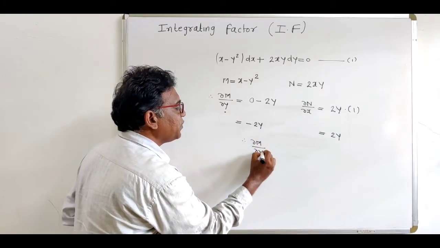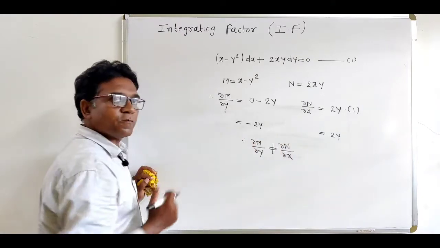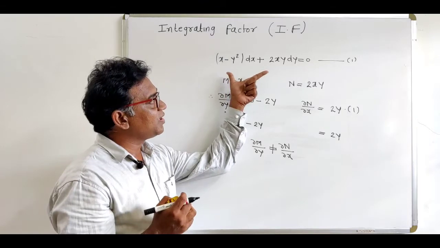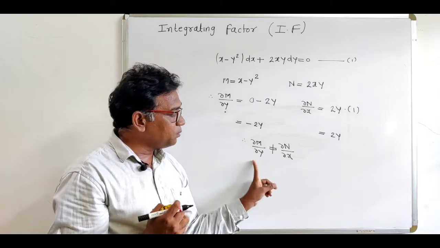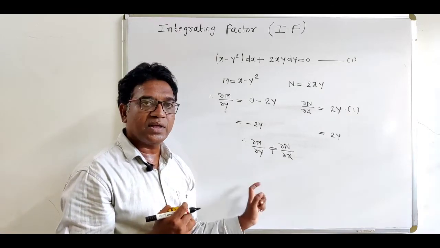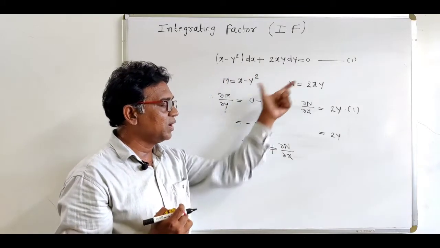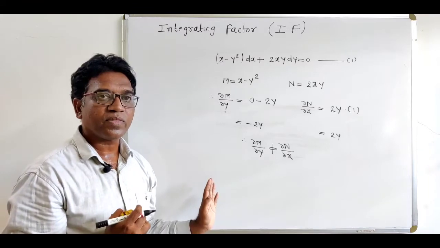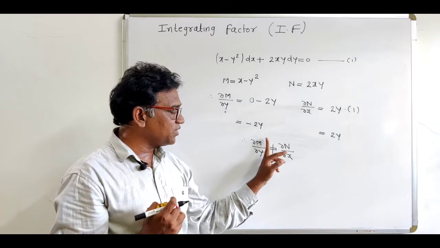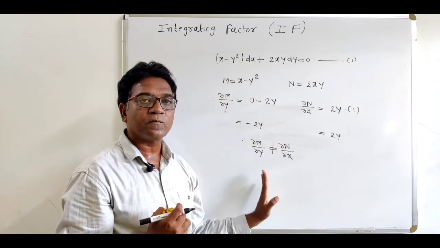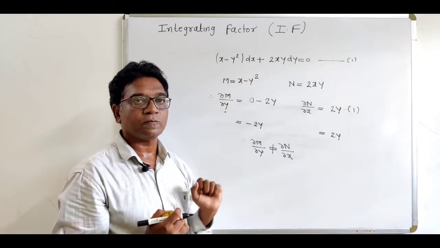So what is our observation? The partial derivative del M by del y is different from the partial derivative del N by del x. So this differential equation is a non-exact differential equation. See, if these two partial derivatives are equal, then a differential equation of the form M dx plus N dy equal to 0 is said to be exact. But for this example, we have got del M by del y and del N by del x different. So this differential equation is said to be a non-exact differential equation.